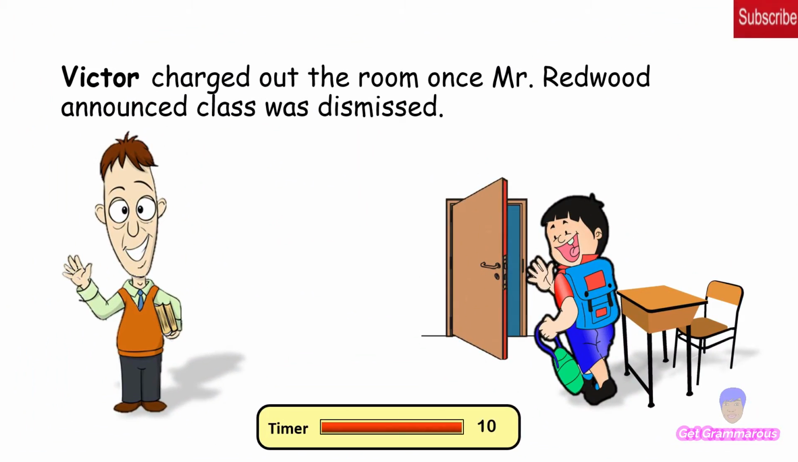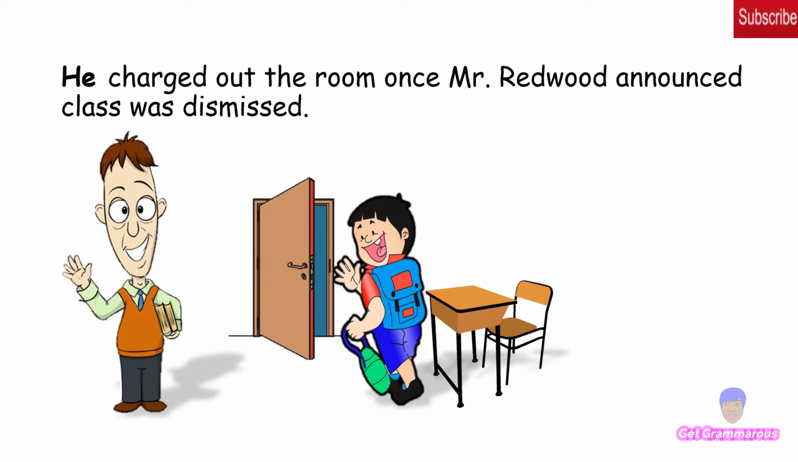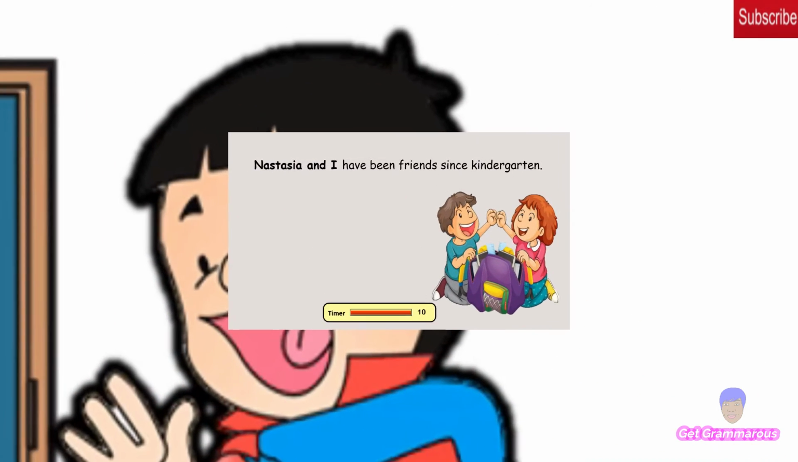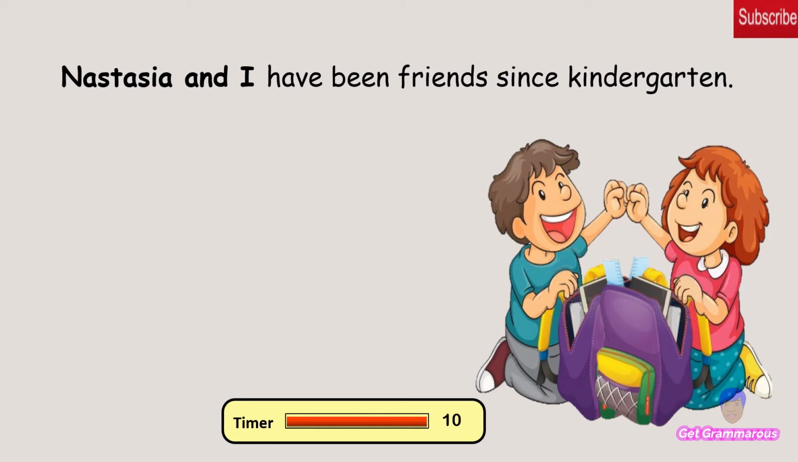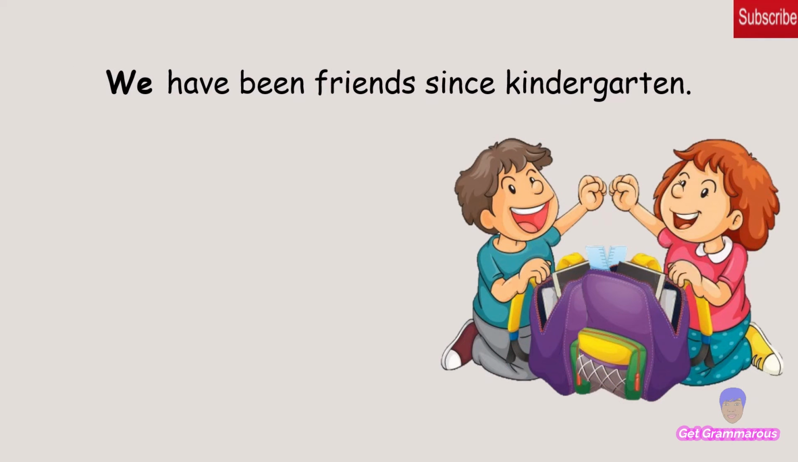Victor charged out the room once Mr. Redwood announced class was dismissed. Victor can be changed to he. Nastasia and I have been friends since kindergarten. The answer is we.